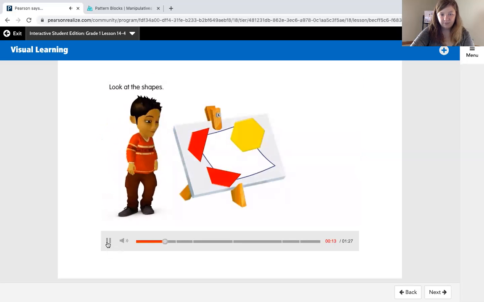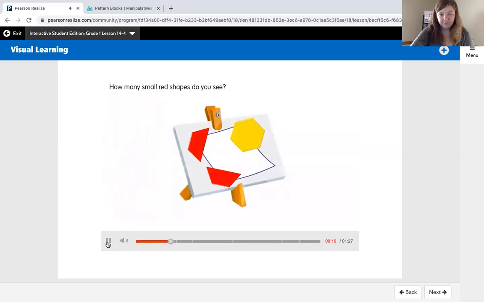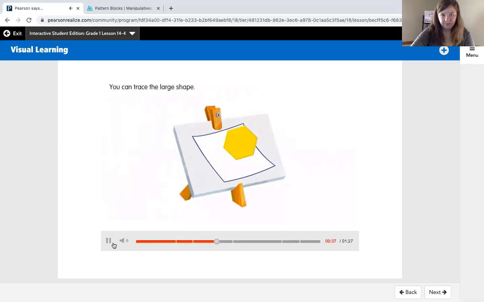Look at the shapes. How many small red shapes do you see? In our video, I see 1, 2 small red shapes. 2. How many large yellow shapes do you see? There is 1 large yellow shape on our piece of paper. 1. You can use smaller shapes to make a large shape. You can trace the large shape.